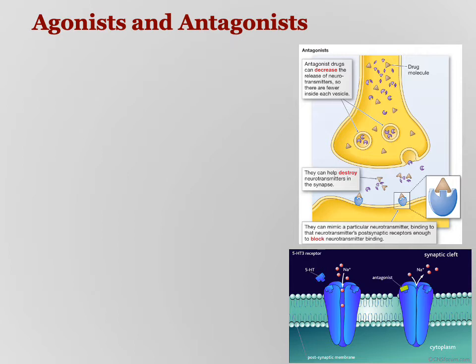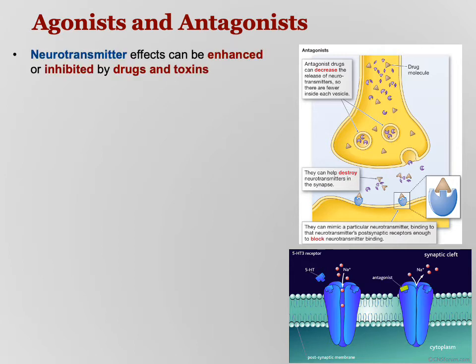So let's look at a couple of important concepts here. The concept of an agonist and an antagonist. Neurotransmitter effects can be enhanced or inhibited by drugs and toxins. Again, drugs cause effects that we want, while toxins usually cause unintentional effects. But they can either enhance a neurotransmitter or they can inhibit a neurotransmitter.